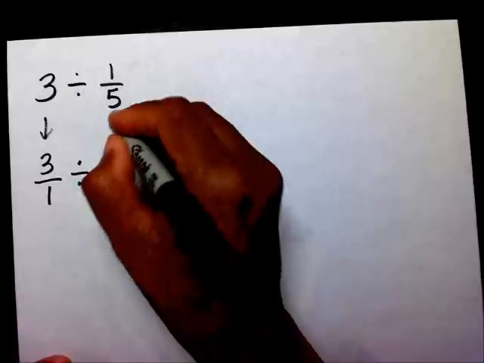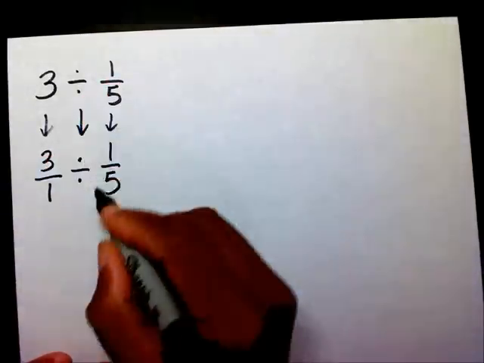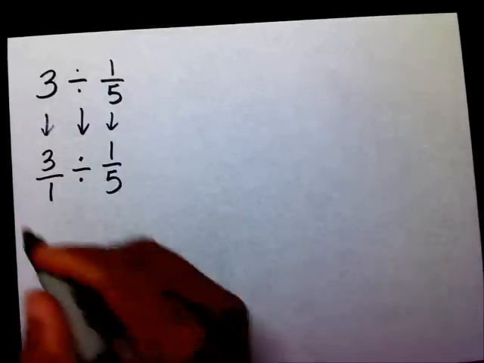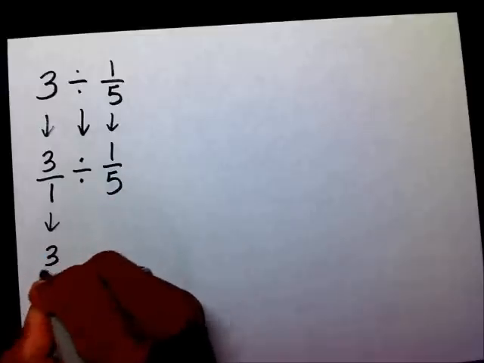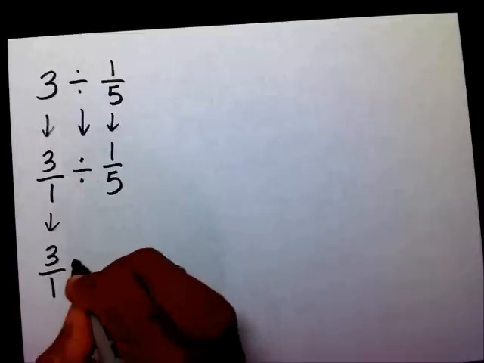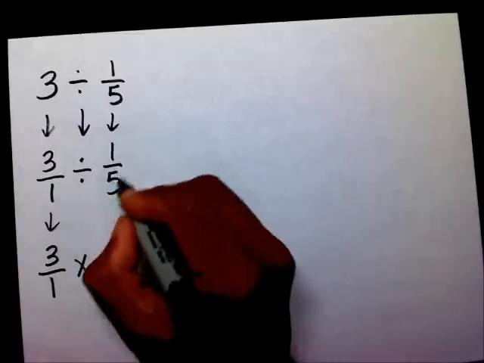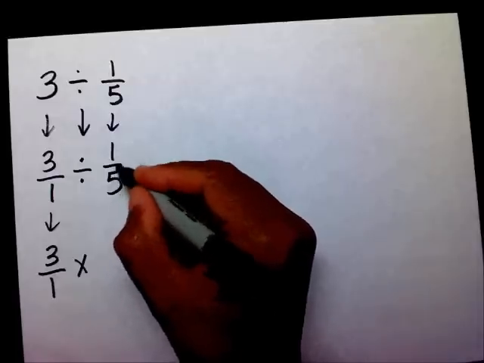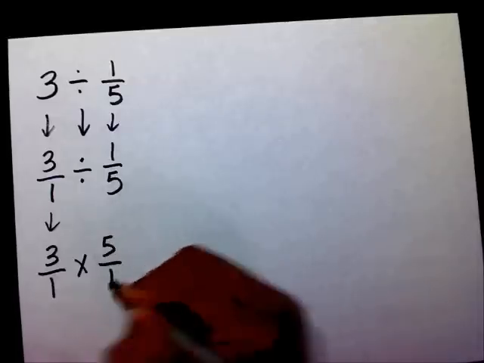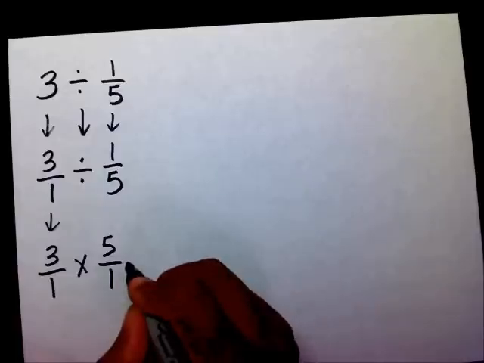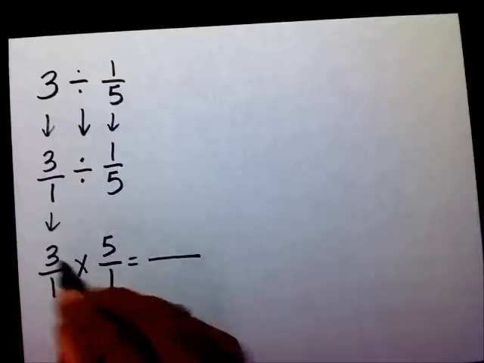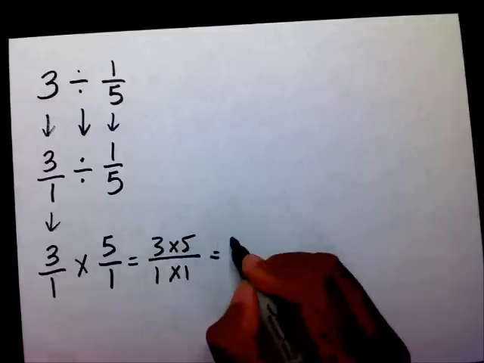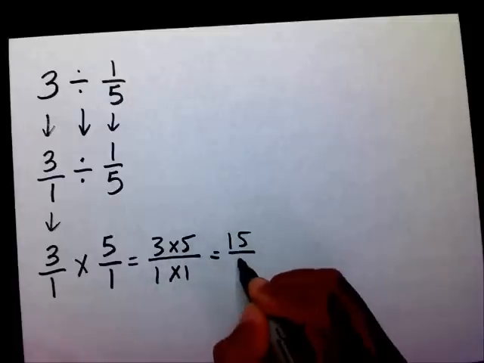So now I brought my division sign down. Now I'm going to apply my rule for dividing fractions. I'm going to bring down the first fraction, change my division to multiplication, and take the reciprocal of 1/5. Reciprocal means to flip this fraction, which is 5 over 1. So now I'm just going to multiply across, 3 times 5, and then 1 times 1. 3 times 5 is 15, 1 times 1 is 1.